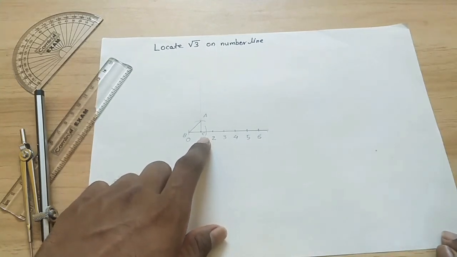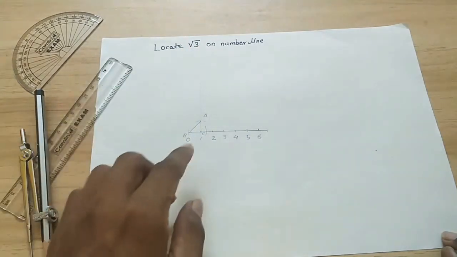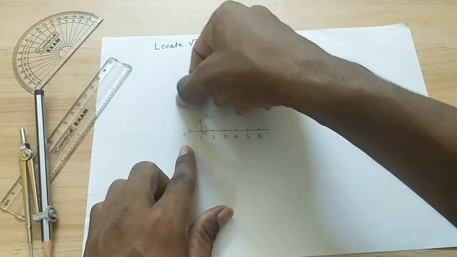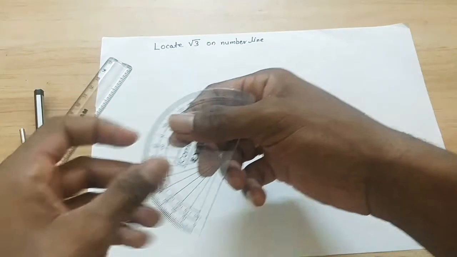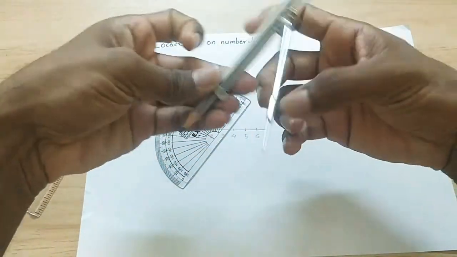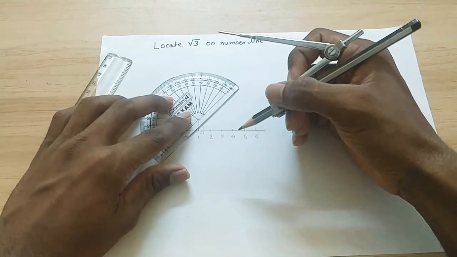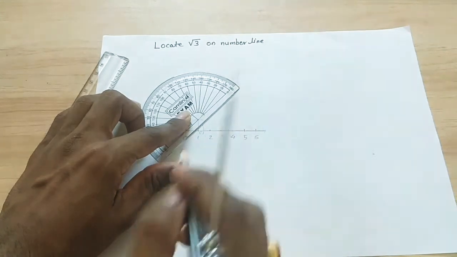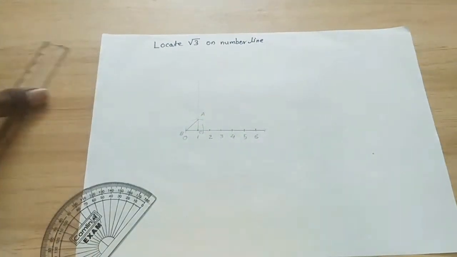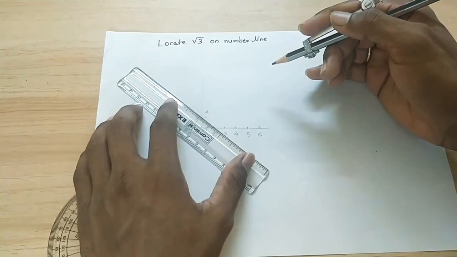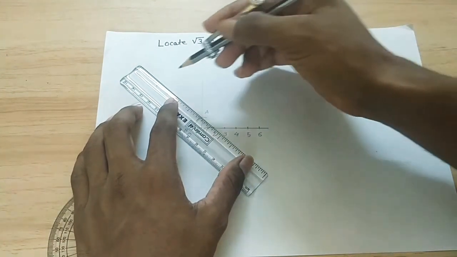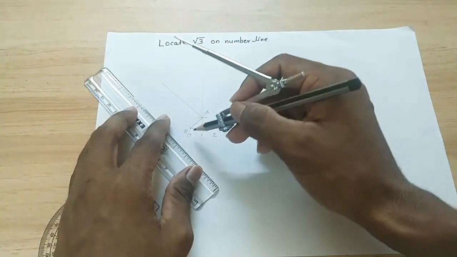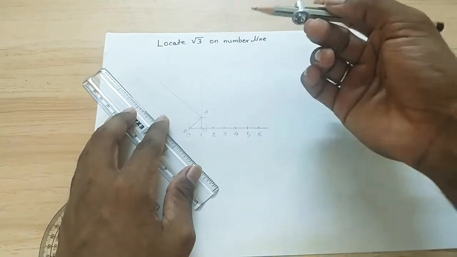And for that, in order to locate root 3, I will be drawing one perpendicular line to this line AB like this with the help of a protractor. So I'll keep my protractor on point A and I'll mark 90 degrees over here and I'll join this line. So this line is perpendicular to line BA or AB.